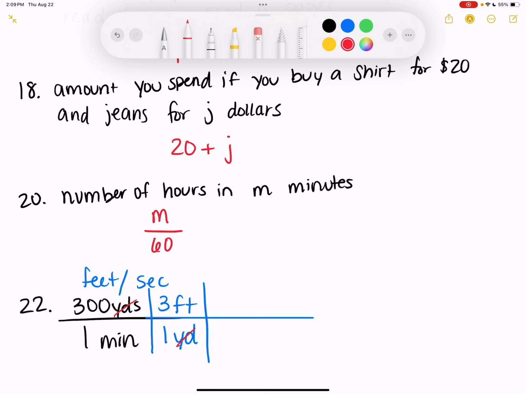Now, I have minutes on the bottom. How many seconds are in a minute? 60. So I'm going to put minutes on the top because I need those units to cancel. So 1 minute is 60 seconds. And so now minutes are going to cancel.